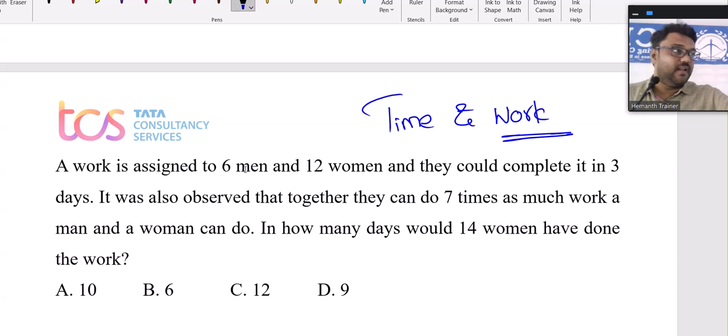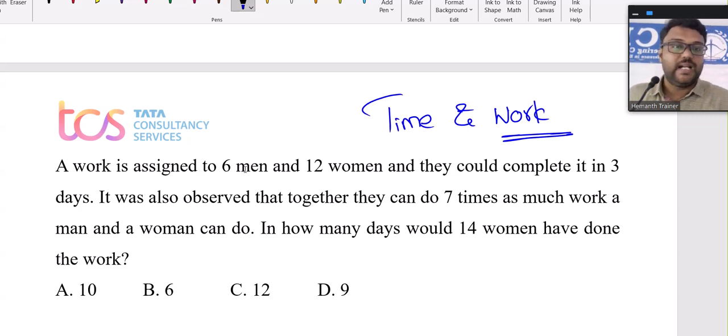1 man, 1 woman. But now this group is 6 men and 12 women. Those people are doing 7 times the work of that. Yes, more people, more work they can do. That's valid only. Now the question is, if 14 women are there, now without men, men is not mentioned, if 14 women only are there, how many days will it take to complete the work?